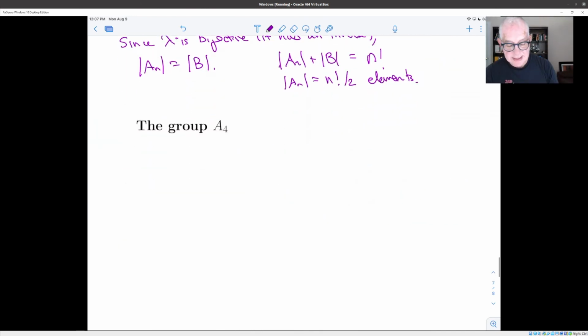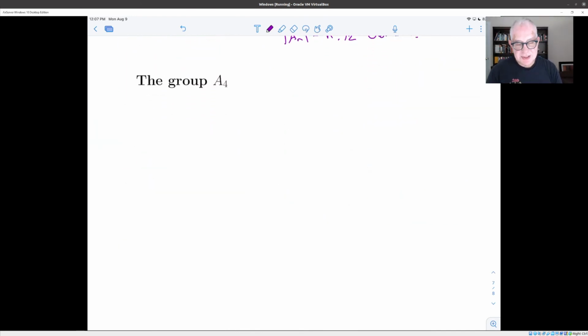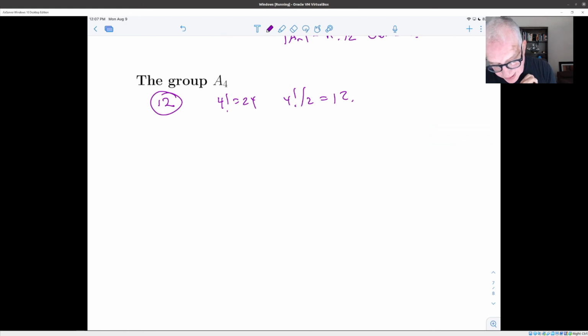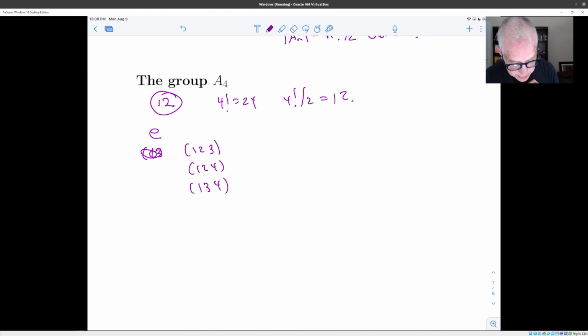And let's look at the first case: what is the group A4? What are the even permutations? We know that there have to be 12 of them, because 4 factorial is 24, so 4 factorial over 2 is 12. The identity is even. The 3 cycles are even. And how many 3 cycles are there? Well, there's 1, 2, 3; 1, 2, 4; 1, 3, 4; 2, 3, 4.